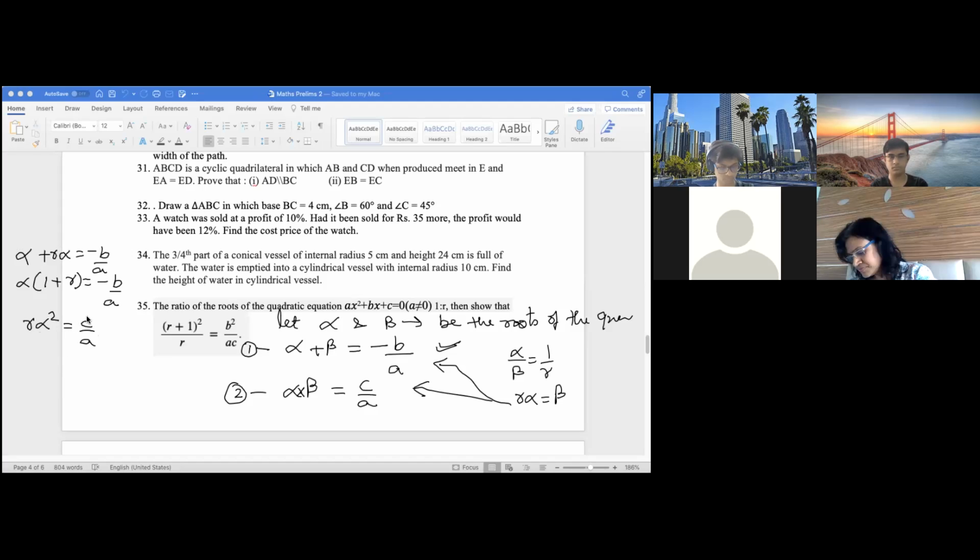Okay, let us square one. The first one we square, because you can see that (1 plus r) square is coming in the LHS. So let us square this equation. On squaring this third equation, we will get alpha square into (1 plus r) whole square is equal to b square by a square.